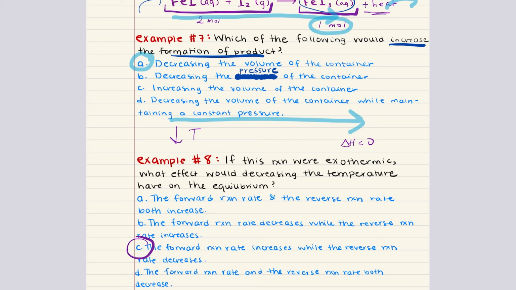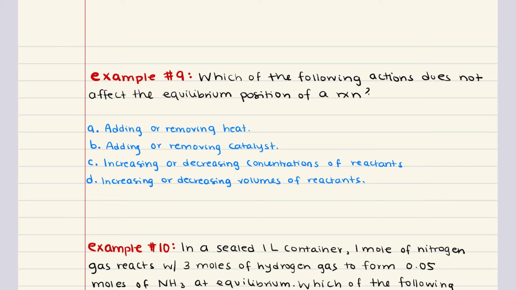Next up, problem 9. Problem 9 asks which of the following actions does not affect the equilibrium position of a reaction. A says adding or removing heat. B says adding or removing catalyst. C says increasing or decreasing concentrations of reactants. And D says increasing or decreasing volumes of reactants.